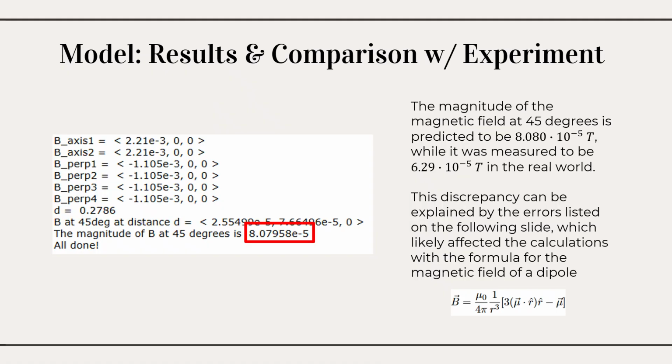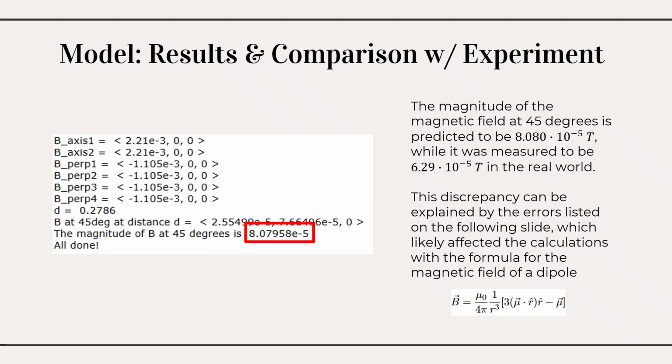And here is the output of the code. So I used arrows to show what direction and magnitude the magnetic field has around the bar magnet. And to get to the important stuff, this is what the model outputted for the magnitude of the magnetic field at 45 degrees. So to compare this to the measured value, which is 6.29 times 10 to the negative 5, it is clear that there's quite some discrepancy between these values.